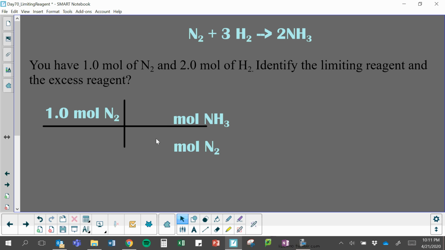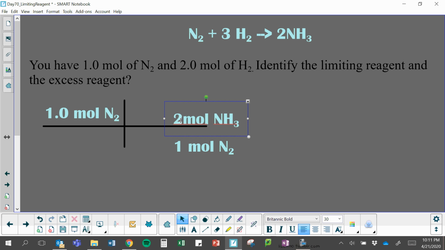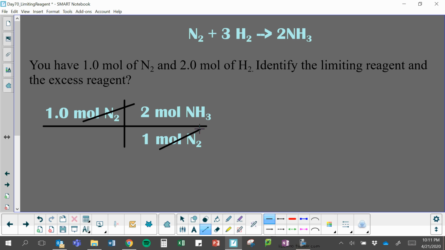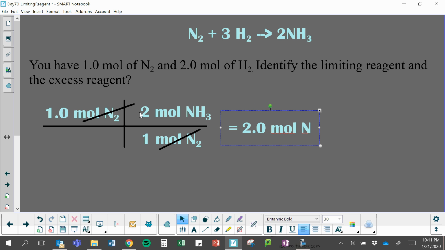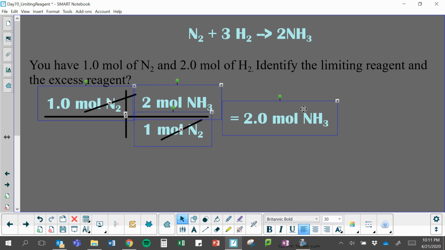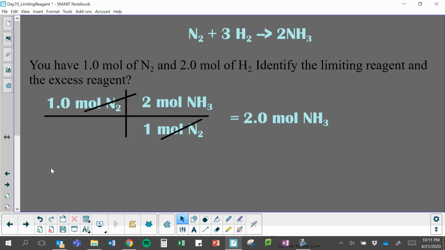So we see that there is no number in front of our N2, so that we assume is a 1, and then in front of NH3 there is a 2. So we're just converting to NH3. So our moles of N2 cancel, and we are left with 1.0 times 2, so 2.0 moles of NH3. And now we're not done because we still need to compare that to the 2.0 moles of H2.